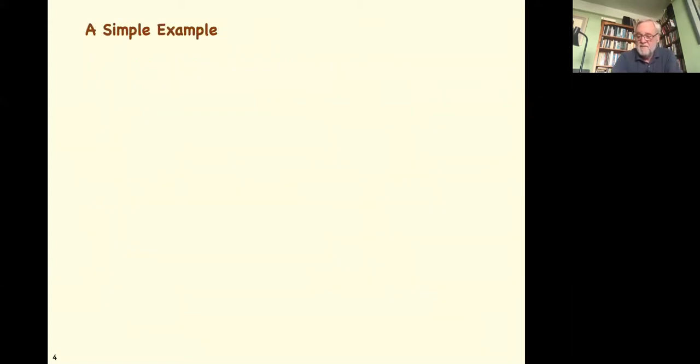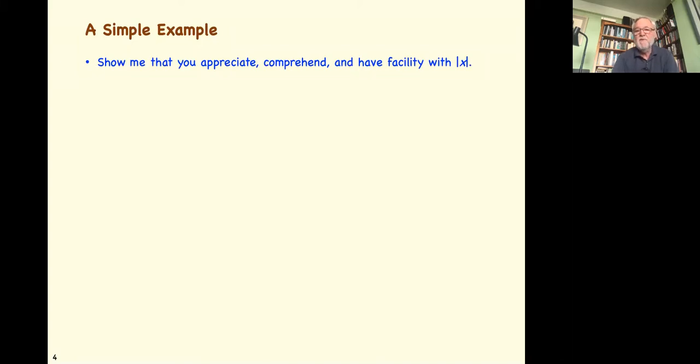So let me take a simple example. I'm going to take something that belongs really in A-level maybe, or in first year foundation course, but so that people from different topics, different mathematical disciplines can appreciate. And the whole point is that this is an example, and so the invitation is for you to be thinking in terms of some topic that you're teaching or you're preparing to teach, and use absolute value of X as a placeholder. So the question I would like to say to students is, show me that you appreciate, comprehend, and have facility with absolute value of X. I would love to see what students would offer me.